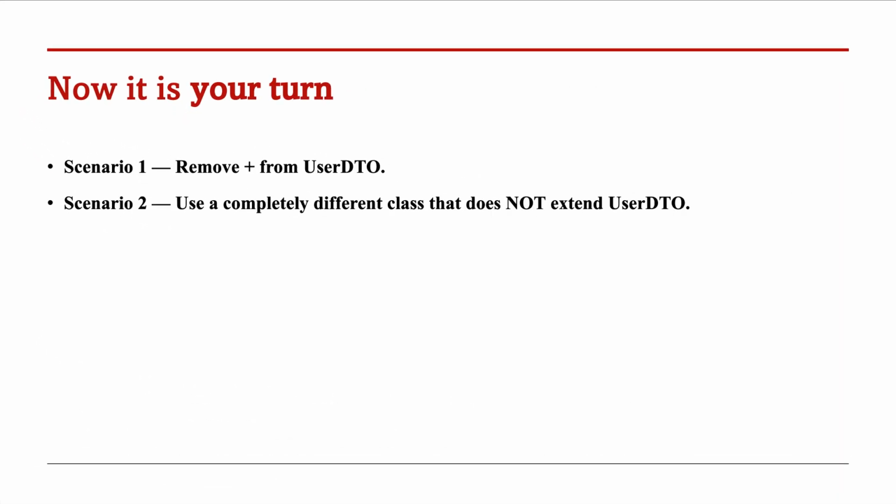Alright, now it is your turn. We have covered the plus operator thoroughly. Now I want you to try 2 scenarios on your own, and verify the results in the console. Scenario 1, remove plus from user DTO. And Scenario 2, use a completely different class that does not extend user DTO. Try both. Observe the results. Drop your findings in the comments. I would love to see what you discover.